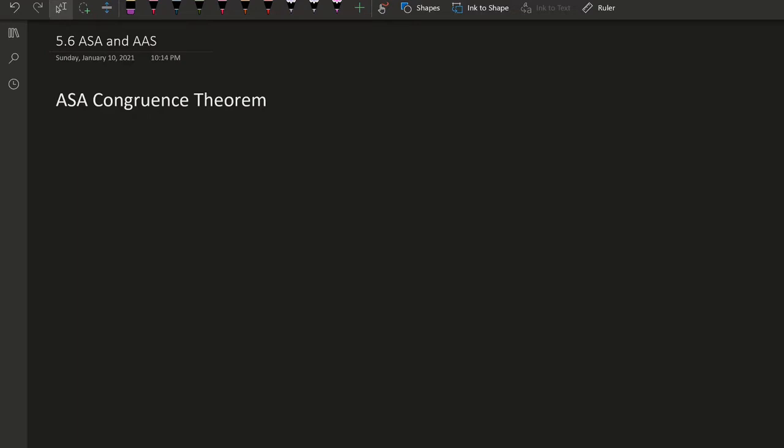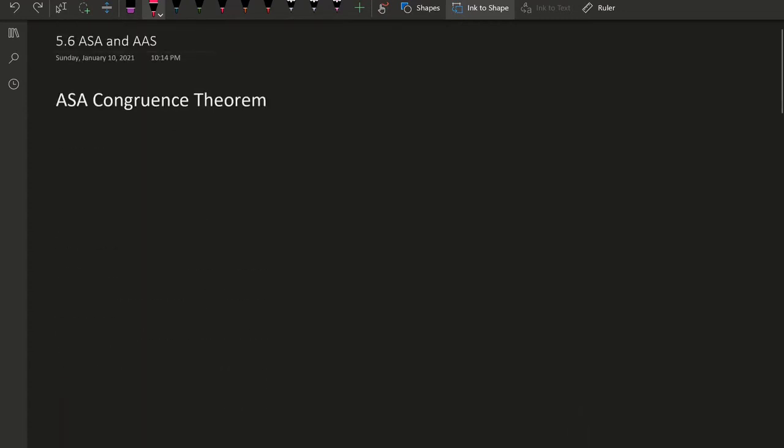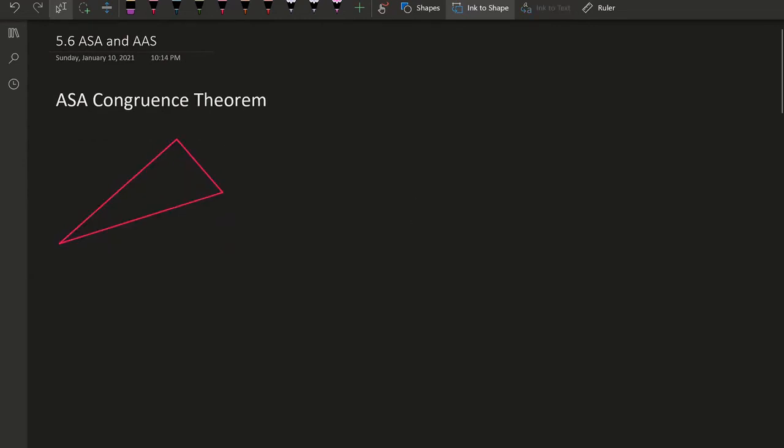Now, since we've been working in this chapter, you can probably guess that ASA stands for angle, side, angle. The way this works is if I have two triangles, let's see if we can make that one a little less isosceles. That's better. I'm just going to copy this real quick so they look congruent. We'll label these A, B, C, D, E, F.